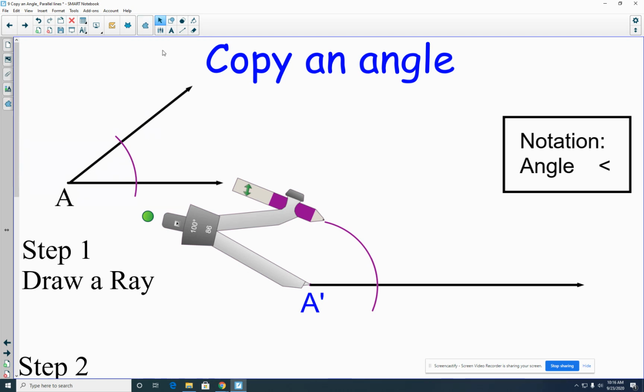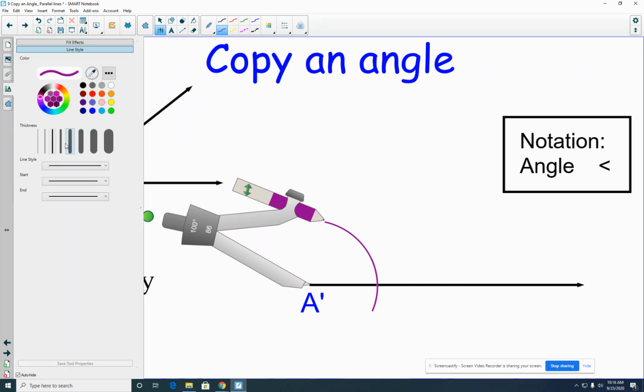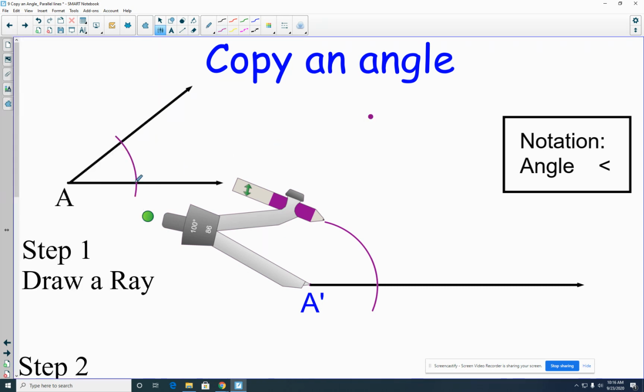So why did I draw this arc over here? Well, once I drew the arc, what happened? I got two points of intersection, right? I have a point of intersection here and here. On my new ray, I only have one point of intersection. I have to figure out where this other point of intersection is.